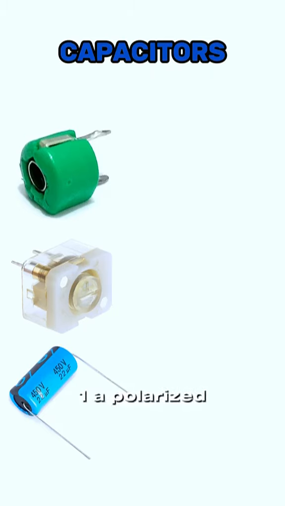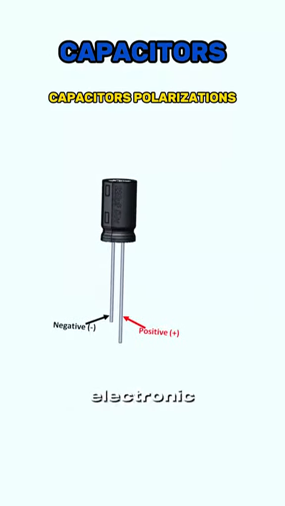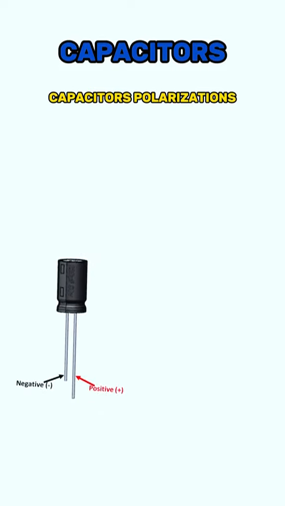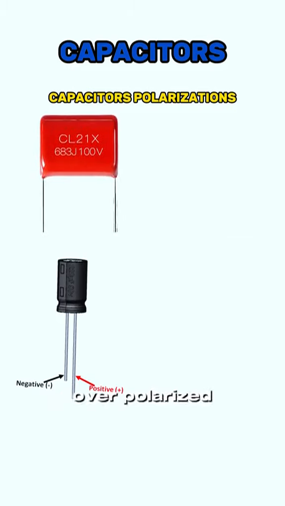1. A polarized capacitor is an important electronic part. It is often called an electrolytic capacitor. Engineers use these capacitors to achieve high capacitive density. 2. Unpolarized capacitors are preferred over polarized ones.